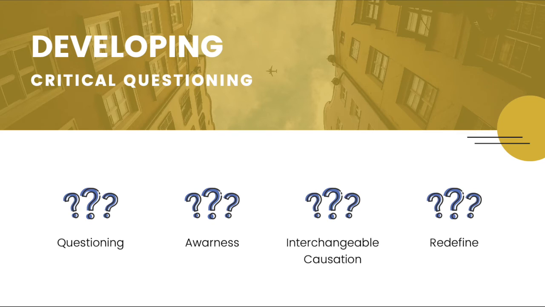And lastly, redefining. Redefining old conditioning, redefining old beliefs, redefining other people's opinions, redefining what you learn through logic, rationality, reasonable analysis and interpretation, and of course, critical thinking. This is how you can improve your cognitive processing ability when it comes to critical questioning and thinking.